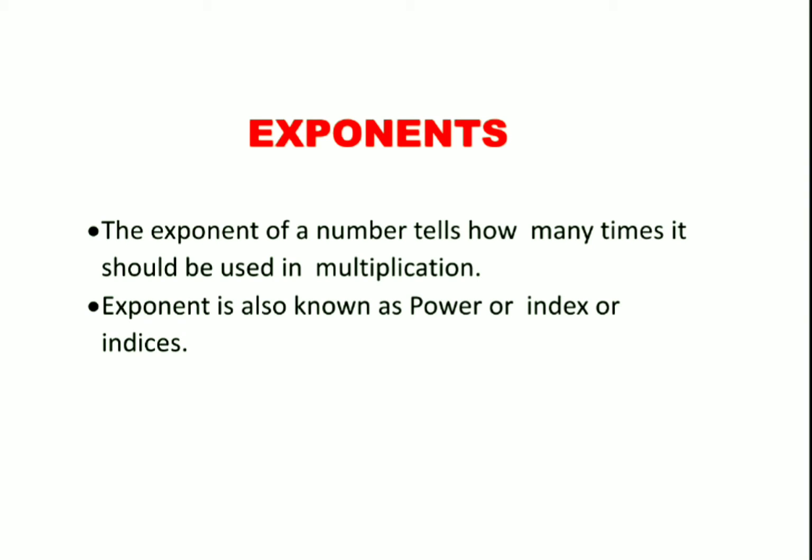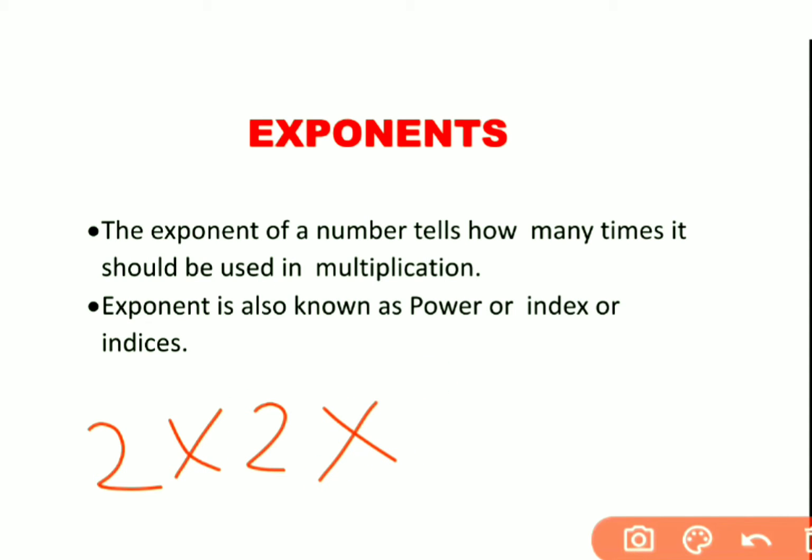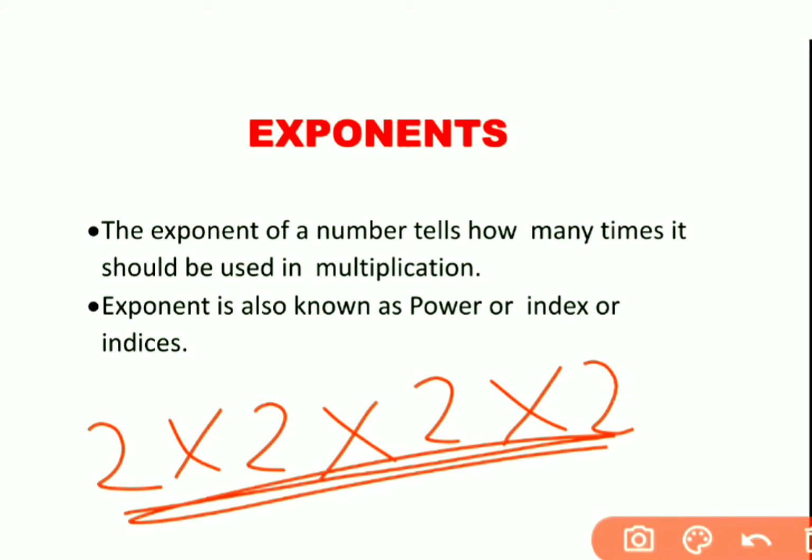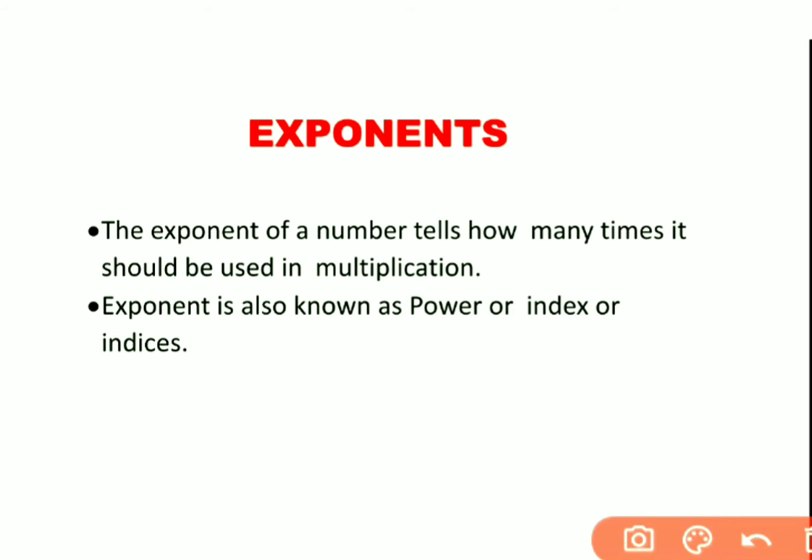I will give you an example. See the multiplication on the screen: 2 into 2 into 2 into 2. Here in this multiplication, 2 is multiplied by itself 4 times, and so we write 2 raised to the power 4. Here the exponent 4 tells us that 2 is used 4 times in the multiplication. Exponent is also known as power or index or indices. These terms are also used in place of exponent.